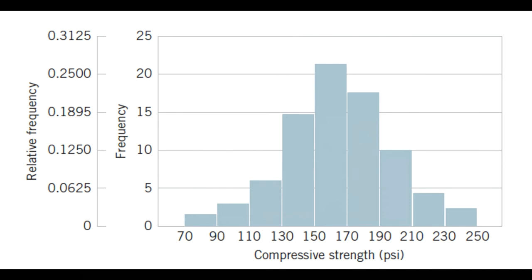This is what we call a histogram. Very helpful form of presenting data. What we have here on the y-axis is the frequency, and the frequency corresponds to the number of occurrences. We can see here that measurements between 150 and 170 occurred more than 20 times. So there are more than 20 measurements within this range.